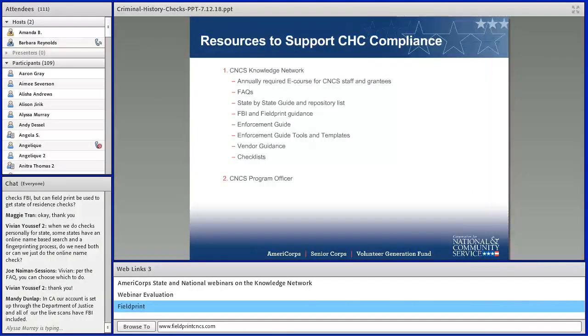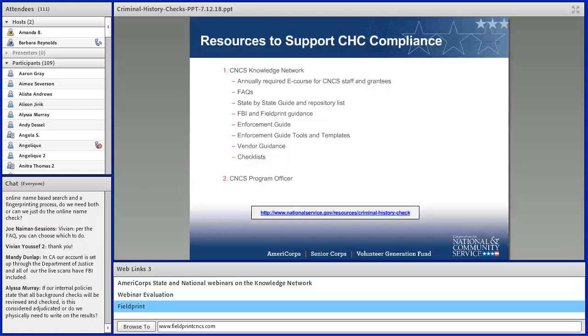All right, so what are some resources to support you? I've talked about our Knowledge Network quite a bit. There's a link at the bottom of the page there. You can also go to our homepage, or I just Google CNCS, CHC, or NSCHC, and it usually comes up. You're going to get information there about the e-course that is required annually, FAQs, which is probably our most comprehensive document. You're going to find resources on our states, on how to do the state checks and the FBI checks. The lovely enforcement guide is up there as well, and the vendor guidance and other checklists. And of course, reach out to your program officer for any questions that you have.